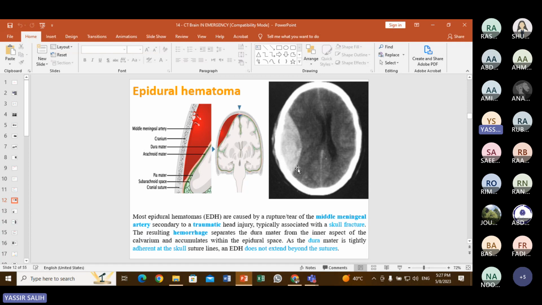So there is a biconvex hyperdense lesion in the right head. How about the midline? It's deviated. Yes, to the right. Yes, it's deviated to which side? Right. Right.